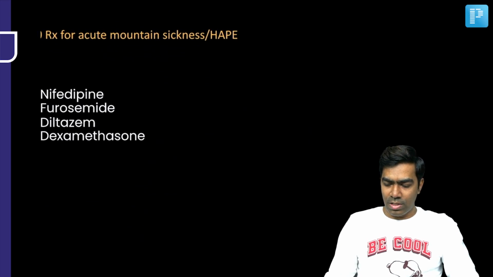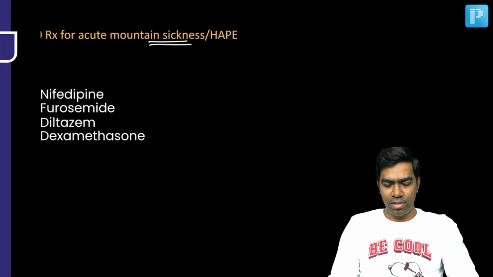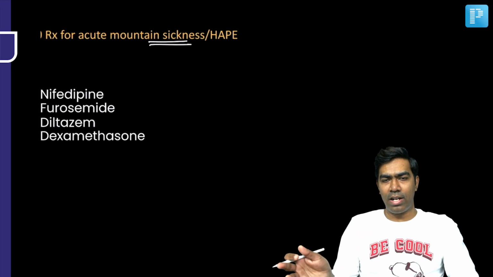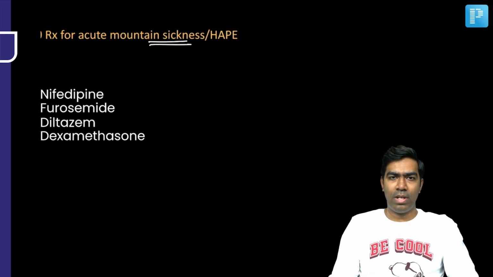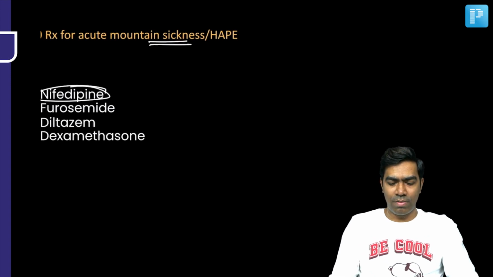And coming to question 10, which of the following is the treatment of acute mountain sickness and high altitude pulmonary edema? So if they ask you prophylaxis for acute mountain sickness, then the easiest choice of answer will be acetazolamide. But once you develop complications like high altitude pulmonary edema, acetazolamide is not going to be enough for your therapy. So the right answer for this question is going to be nifedipine, which is one of the very, very important drugs in the setting of high altitude pulmonary edema.